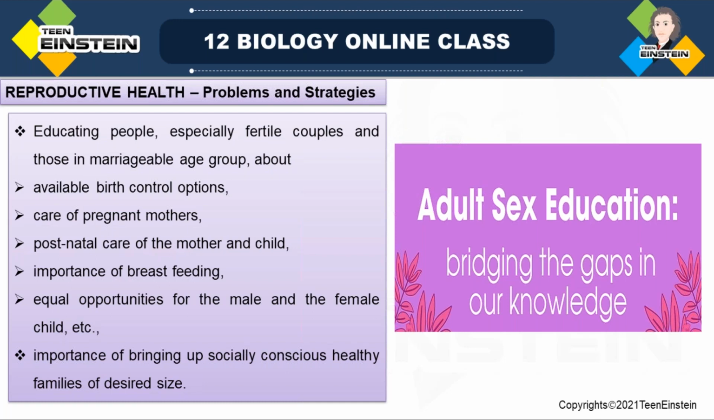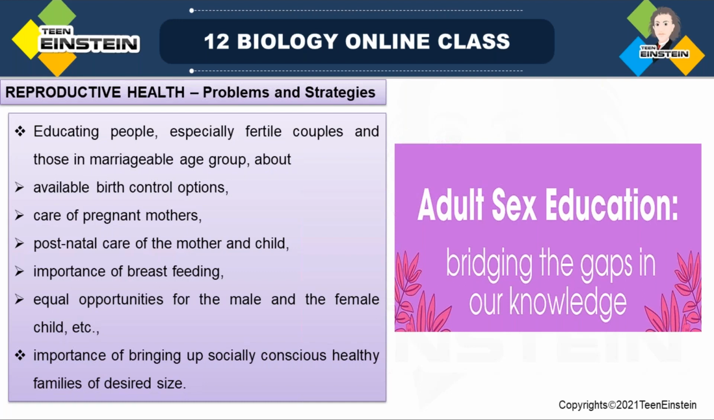So importance of bringing up society in a healthier way. So that we should give healthy families of desired size. So importance of bringing up socially conscious, healthy families. So healthy families should be formed. That should be of desired size.